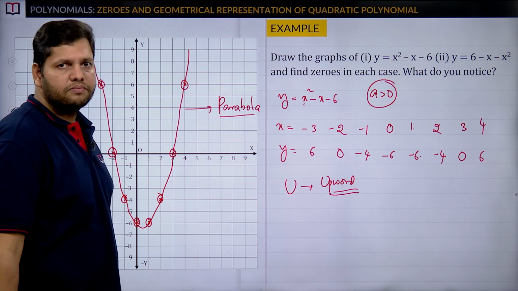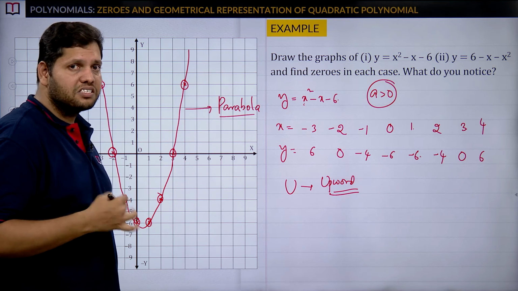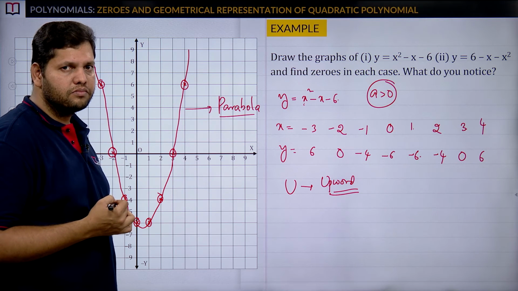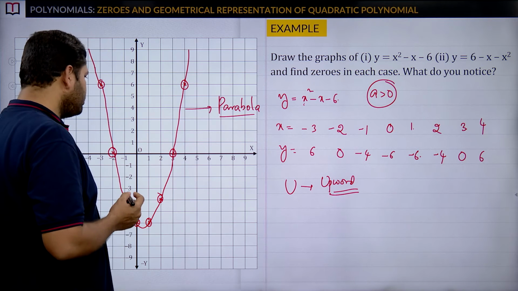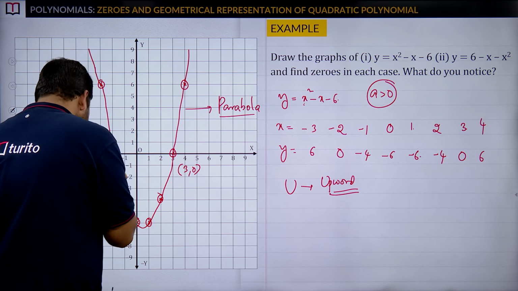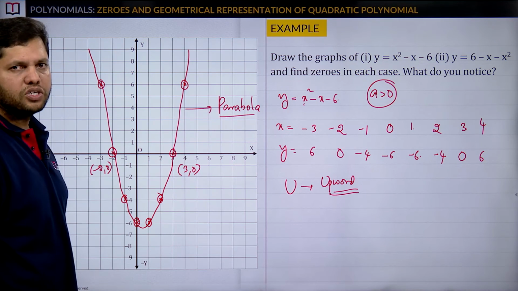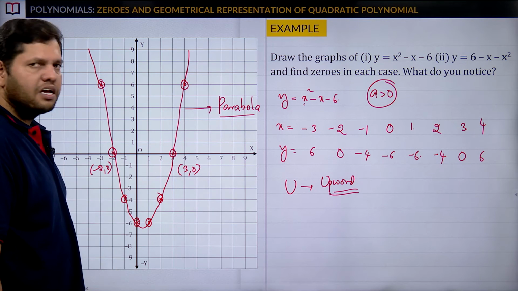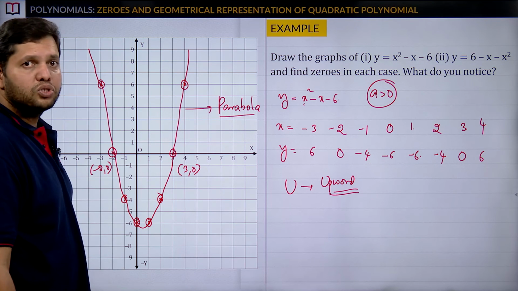Now tell me, children, where is the graph meeting the x-axis? The graph is meeting at 2 points, children. One point is (3, 0). So another point is (-2, 0). Clear, children? One is at (3, 0). Another point is (-2, 0).